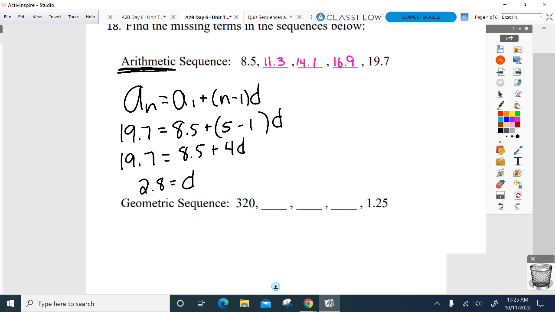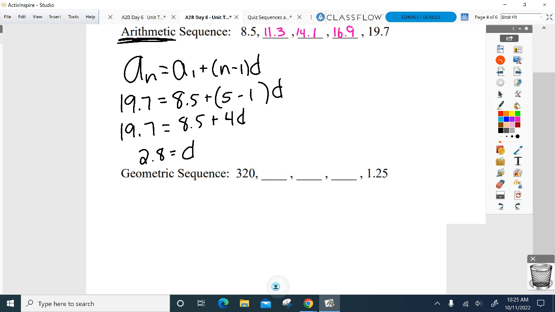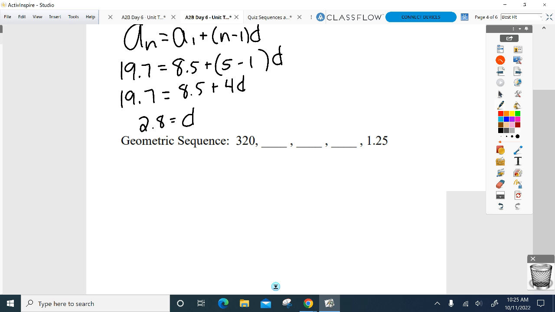We good? Anything we need to answer there? You have a question about? All right, let's go. Geometric, next up. Now I'm thinking multiply, right? Multiply by a number. So now I go back to my formula sheet. Geometric sequence.